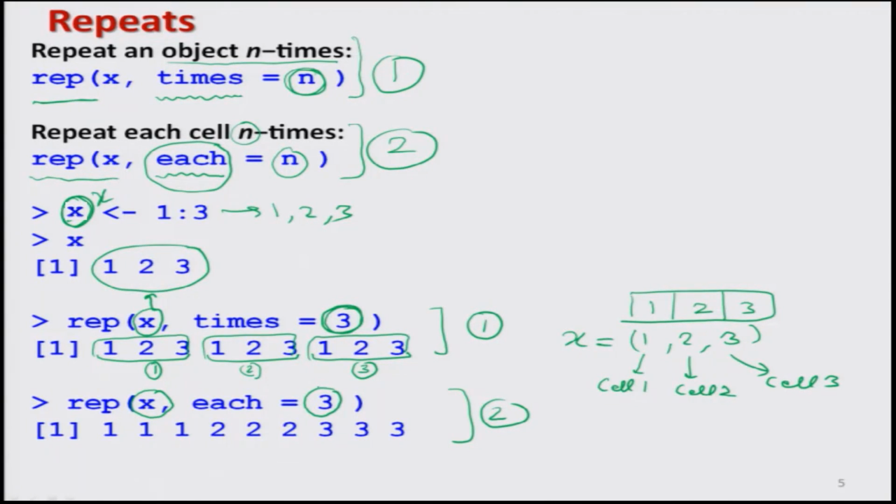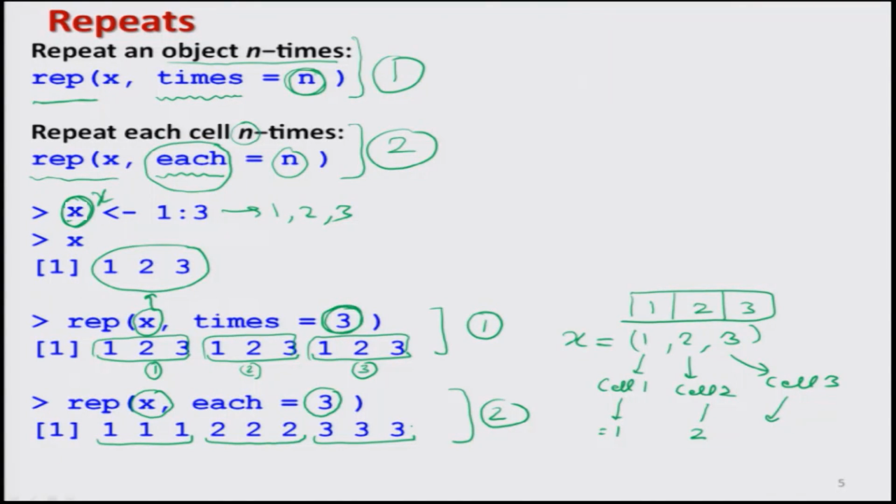So, now the control first comes to cell number 1, which takes the value 1, and the entries in cell 1 are repeated 3 times. Then the control comes to the next address, cell number 2, which has a value 2. Then this 2 is repeated 3 times. Then the control comes to cell number 3 and the entry in cell number 3 is repeated 3 times. So, this is the basic difference between the use of times and each inside the rep command.